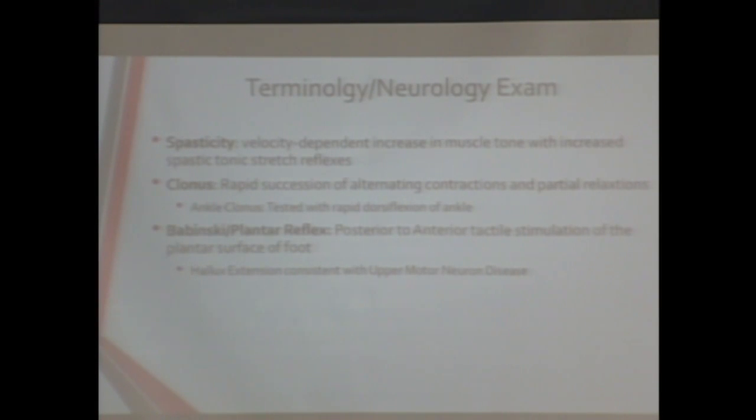And then the Babinski or plantar reflex test, from the bottom of the foot, going posterior to anterior, or back to front, you do tactile stimulation on the plantar surface of the foot. And then the big toe flaring up would be concerning or consistent with an upper motor neuron disease if that is found on a child beyond 1 year of age. An upward flare of the toe before 12 months of age is considered normal.